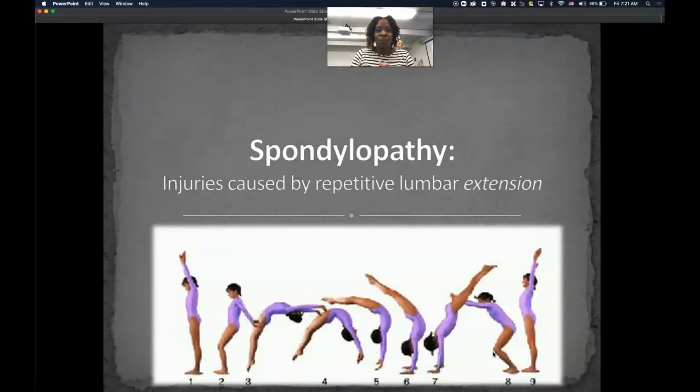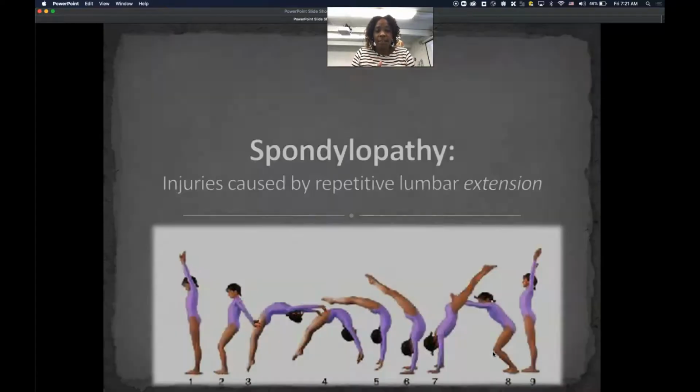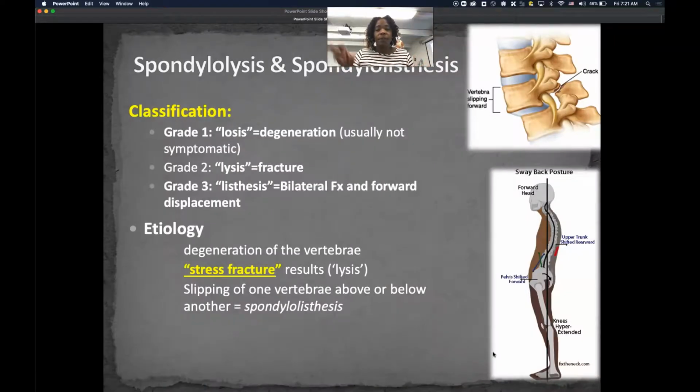Okay, let's talk spondylopathies. What we know about spondylopathies is these are injuries caused by repetitive extension, in particular of the lumbar spine, okay? So I'm going to say that, and then we're going to go right into it. There are 3 grades of a spondylopathy. The first one is a spondylolysis, okay?